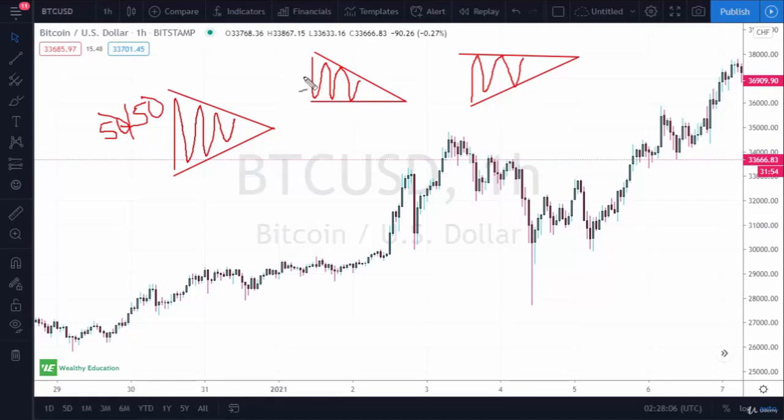There is the descending, and a descending favors the downside. This is because the sellers are becoming much more aggressive, pushing the market down, but there is a certain support level. So the idea is eventually the support level gives way, the people who were buying give up, and it breaks down. And then there's the ascending triangle.